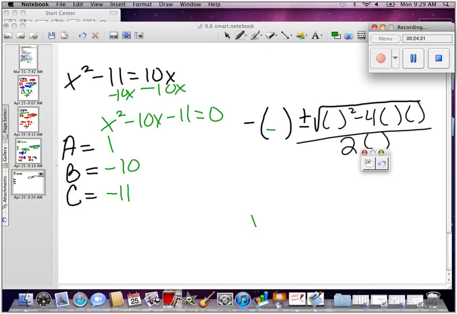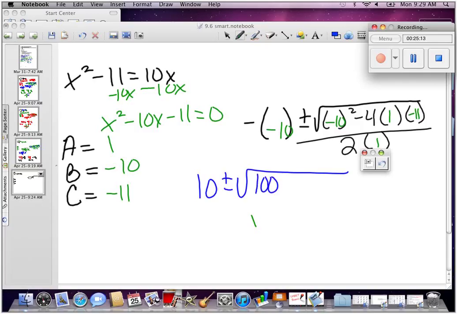This is my B squared. B is -10. Plus or minus square root of B times -4 times A times C all over 2A. So we just have to simplify. Bruce, simplify. What's -10? Positive 10. Plus or minus. Now, Bruce, what's negative 10 squared? It's negative 10 times negative 10. Positive 100. Good.